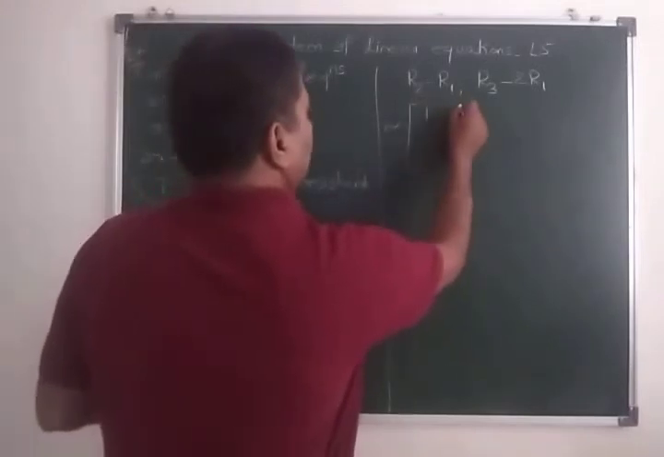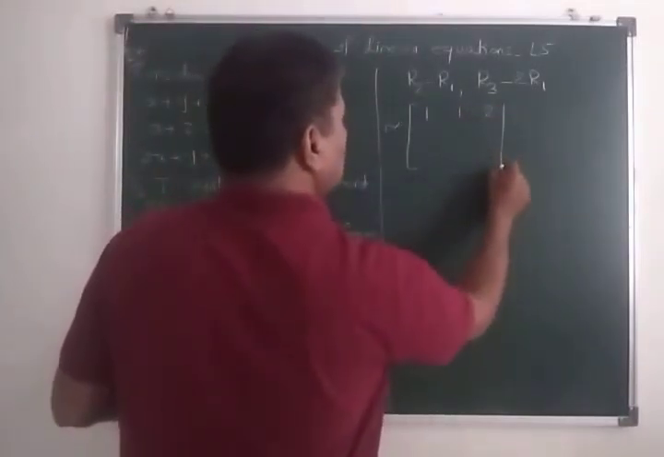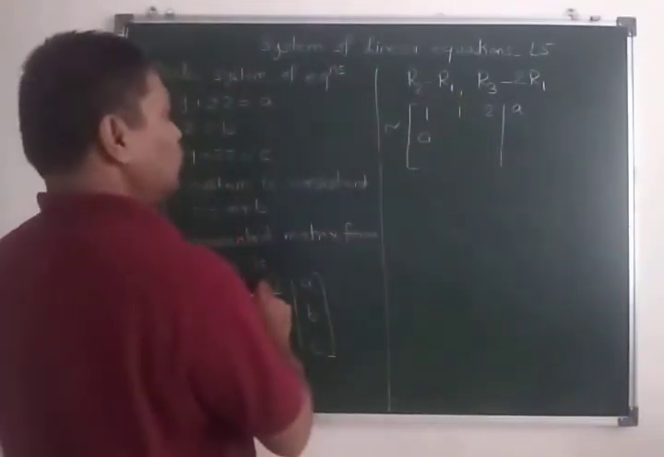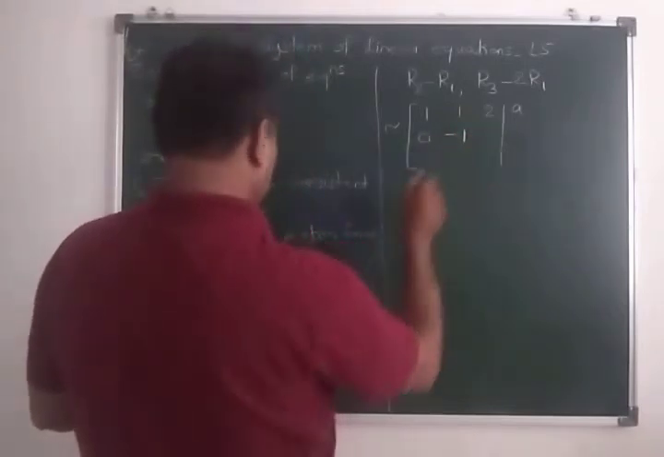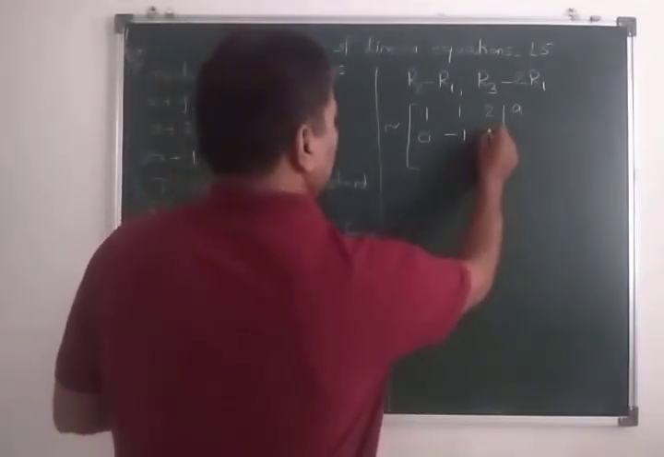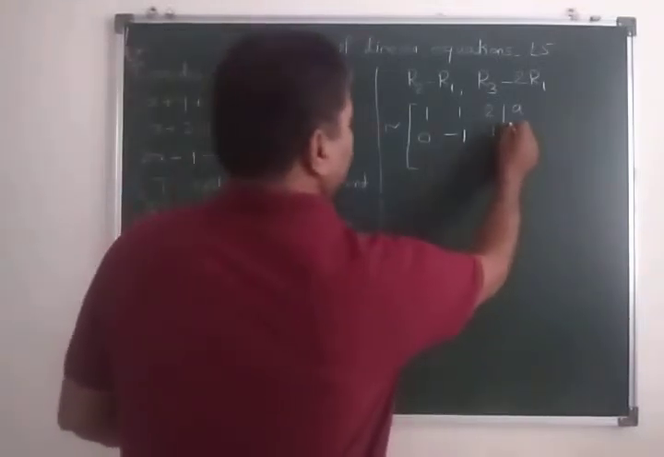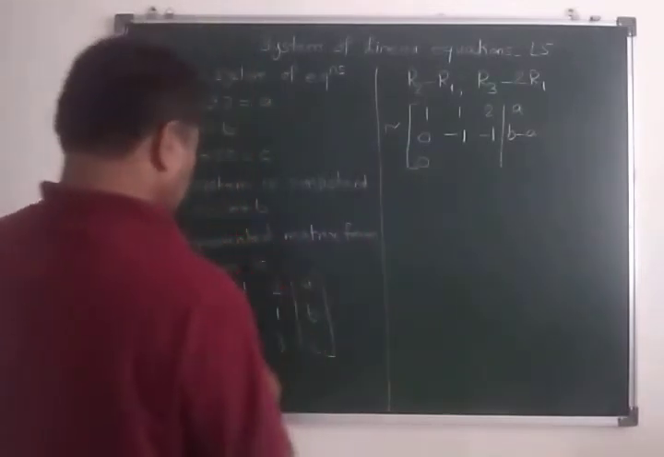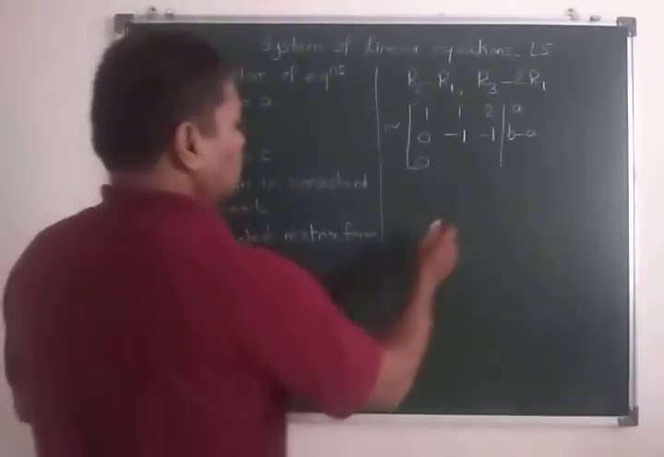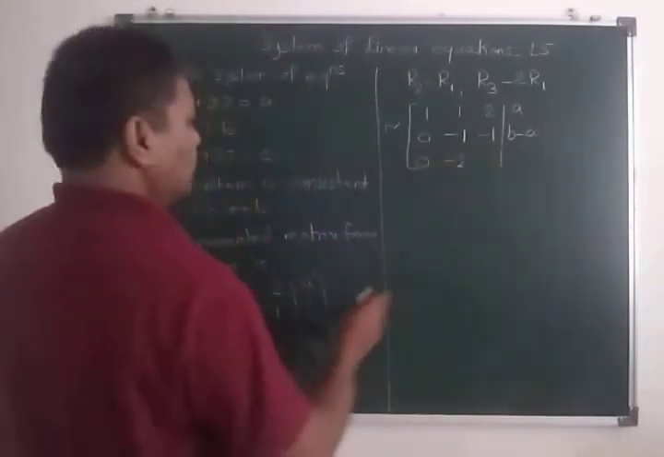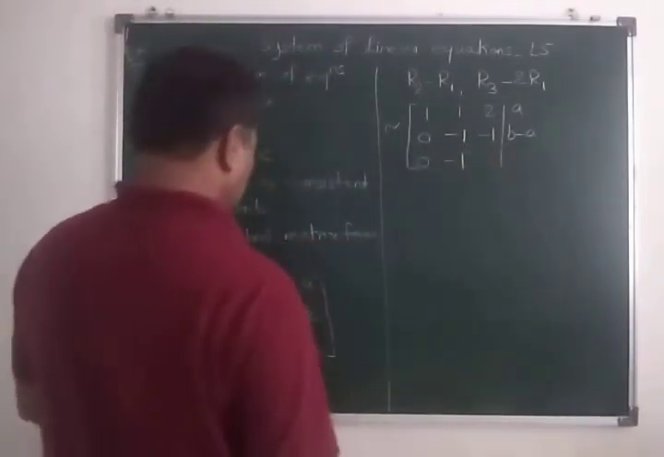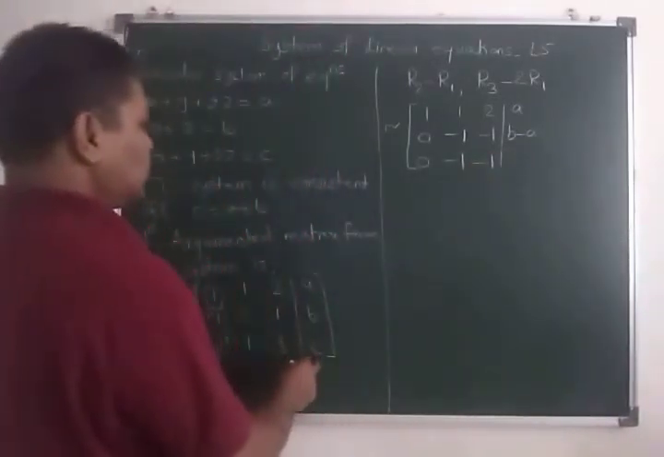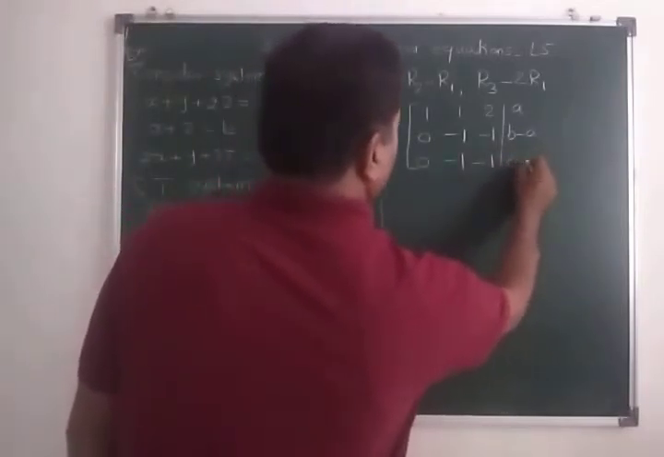first row as it is, 1 1 2 a, so there is no change. 1 minus 1 gives us 0. 0 minus 1, it is minus 1. Then 1 minus 2 is minus 1 and b minus a. Then 2 minus 2, 0. 1 minus 2, minus 1. And 3 minus 4, that is minus 1. The next one is c minus 2a.